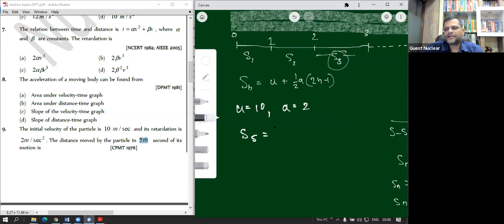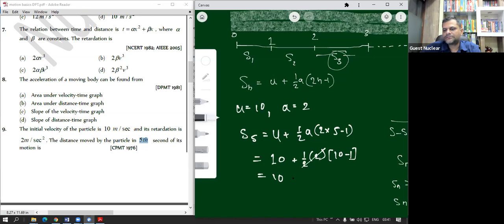So s5 के लिए फॉर्मूला क्या है हमारे पास, u plus half a into 2 times of 5 minus 1, correct है? So this is the formula. If we put the values of u and a here, then we can get this simplified as 10 plus half of a के बदले आएगा 2 और ब्रैकेट में आएगा 10 minus 1, which is actually going to be 10 plus 2 to cancel, and here it is going to be 9. So 10 plus 9 is going to be 19 meter.